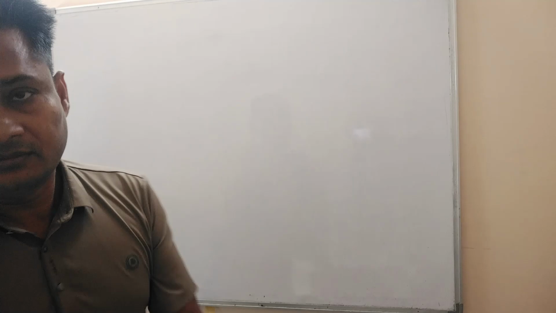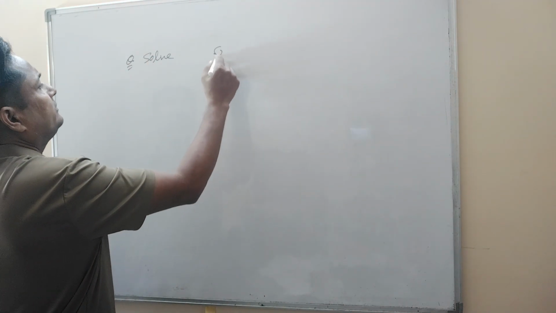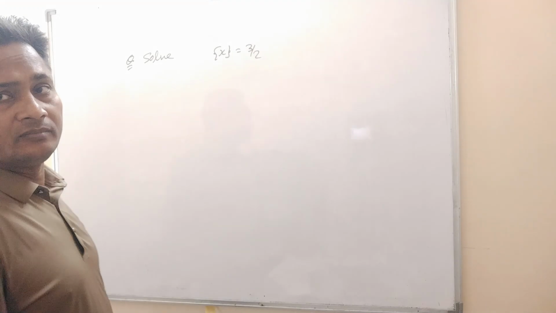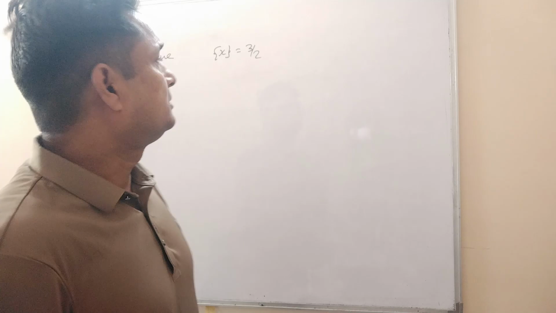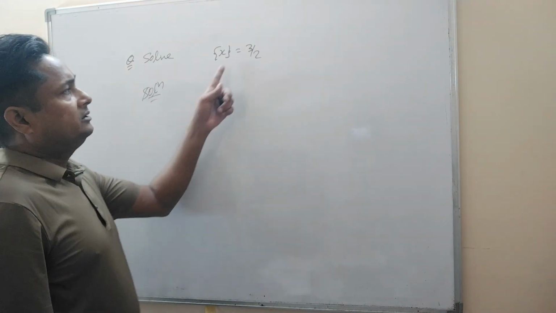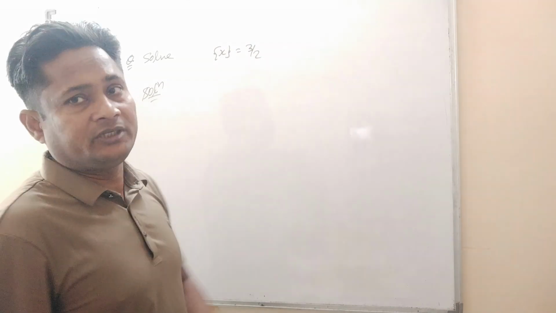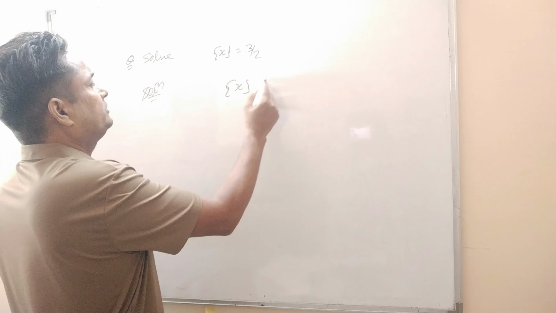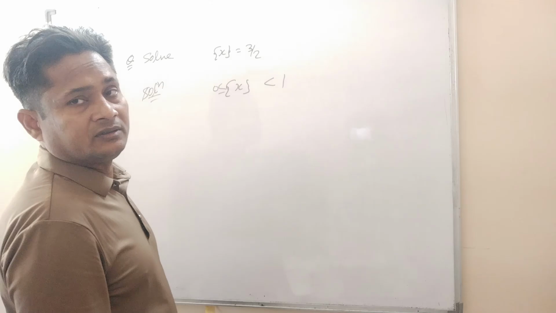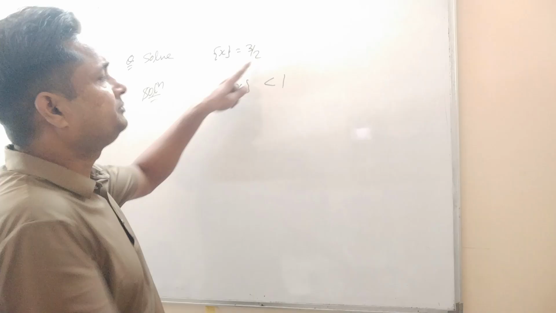Now let's solve some examples. Let's solve {x} = 3/2. What will be the solution of this one? By definition, the fractional function {x} always lies between 0 and 1. Here it is 3/2.